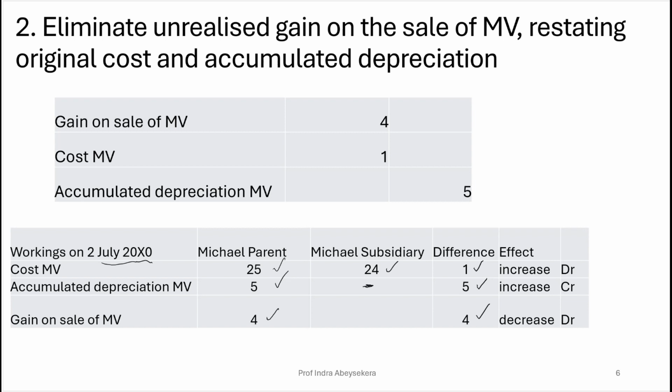So our consolidation journal entry, therefore, is to increase the accumulated depreciation by $5,000 and then increase the cost of the motor vehicle by $1,000 and then decrease the gain on sale of motor vehicle by $4,000. Because gain is a credit account, we need to debit that.